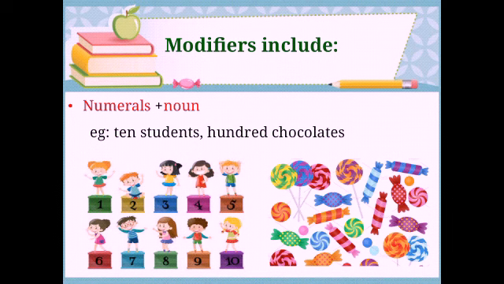You are getting an idea of the number of students, right? The next example is 100 chocolates. Noun is chocolates, and you get an idea about the number of that noun. How many chocolates? There are 100 chocolates. So you are getting a concept or an idea about the noun.